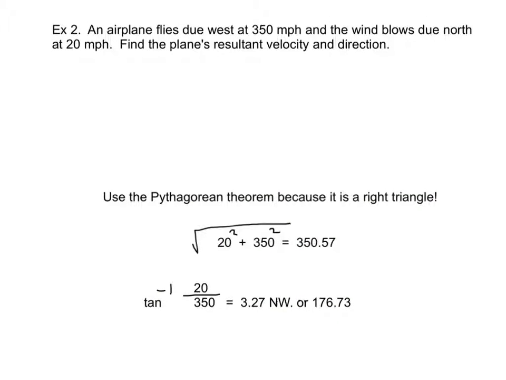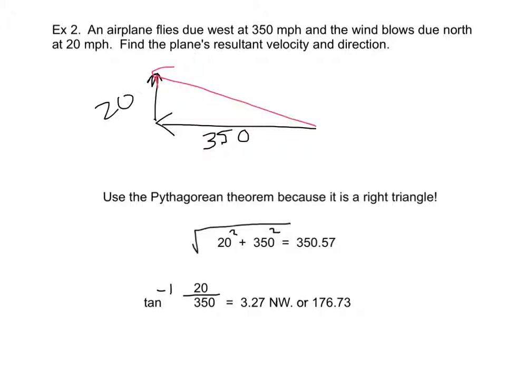Example 2. An airplane flies due west at 350 miles per hour. This is west, 350. And the wind blows due north at 20. You connect it to this end because when you add vectors, you connect the second one to the end of the first one. My resultant will be here. You'll note that this is a right triangle, so use the Pythagorean theorem because it's easier and you don't need to deal with sines and cosines.